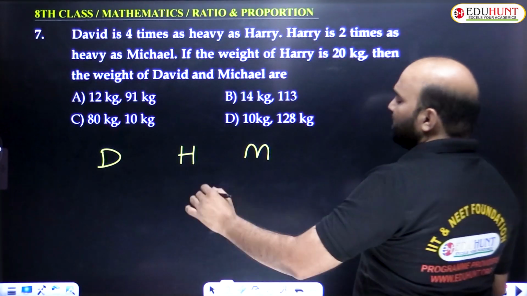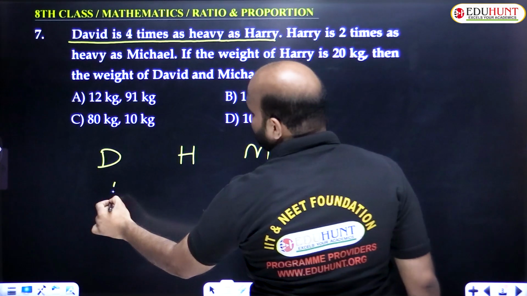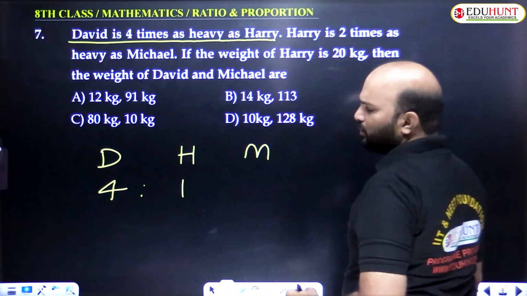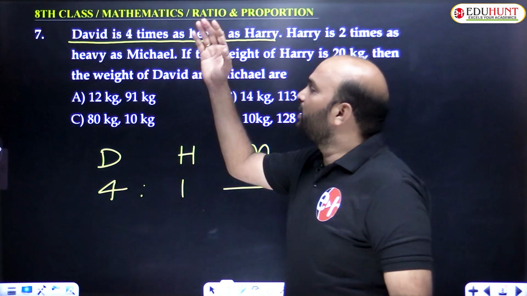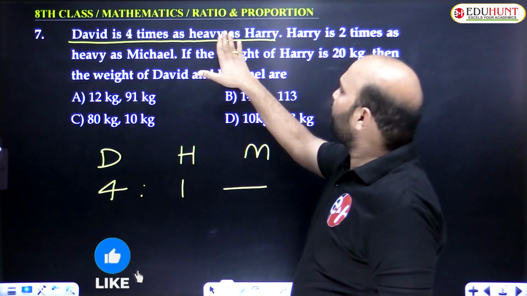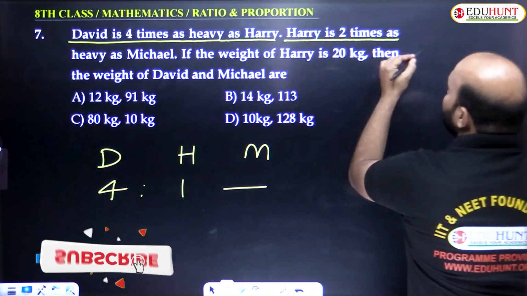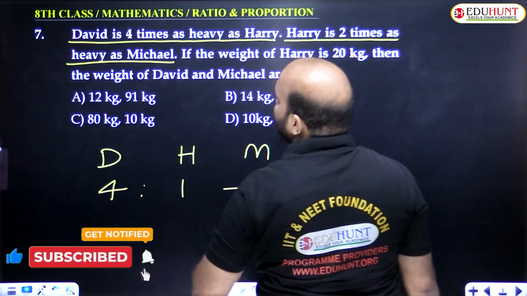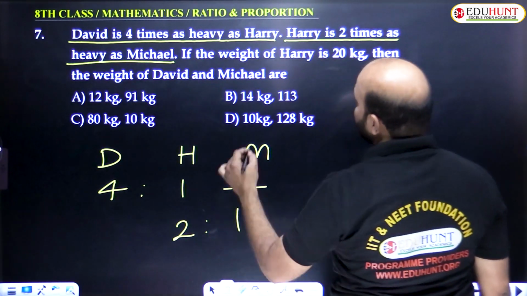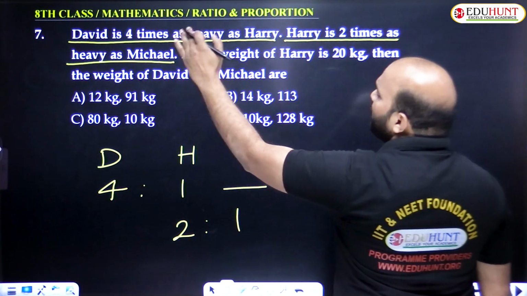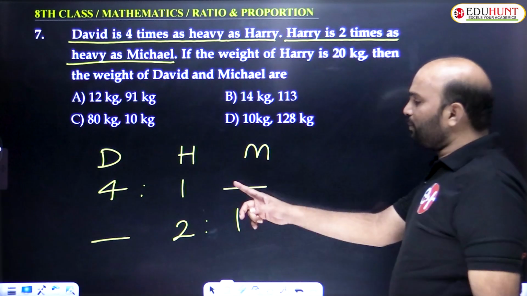First, David is 4 times as heavy as Harry, that means 4:1. According to ratio and proportion, it can be written 4:1, with a gap for Mitchell. Next condition, Harry is 2 times as heavy as Mitchell. So Harry and Mitchell ratio is 2:1. Here, the gap is for David.